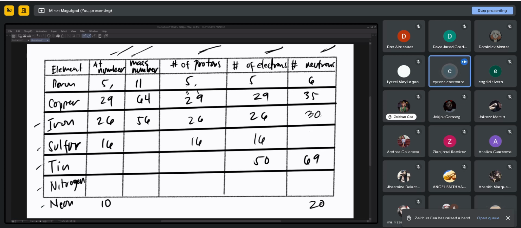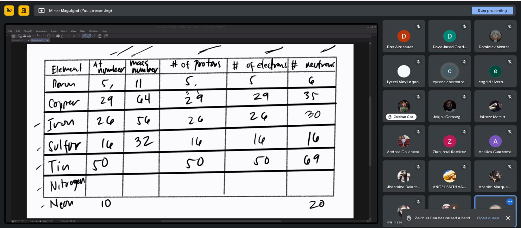Okay. Sige, bonus ko na lang tong sulfur. Okay, so 16, 16. 32, of course. Number of protons and neutrons, 32. Then, sa element, at sa electrons, 50. 50. Saglit. 40 plus 69 is equals to 119.